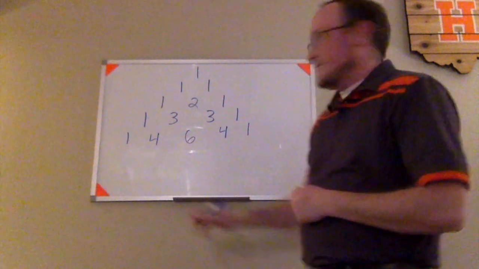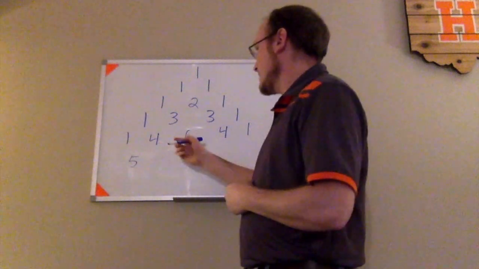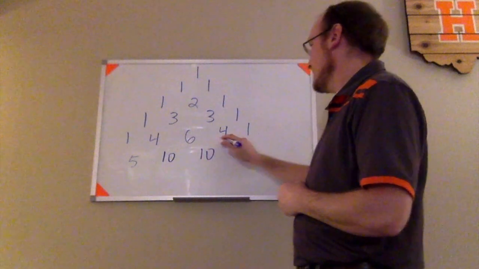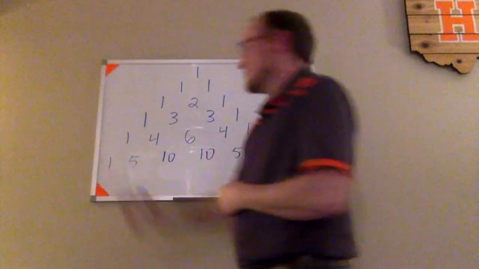Repeat the pattern again. 1 and 4 make 5. 4 and 6 make 10. 6 and 4 make 10. 4 and 1 make 5. And add an extra 1 on the end of each row.